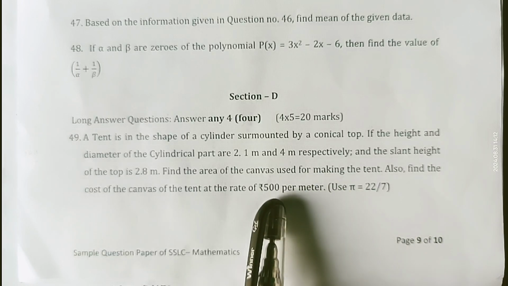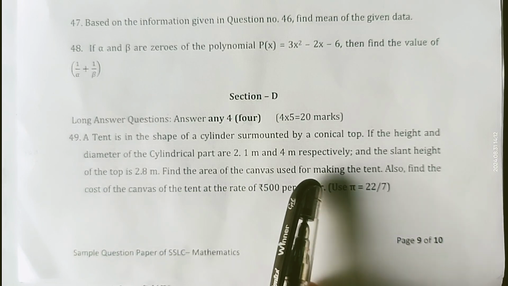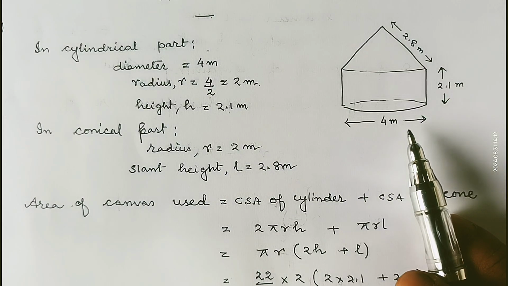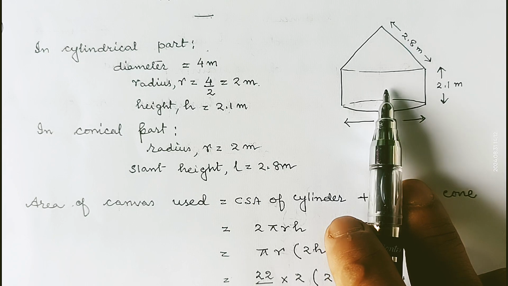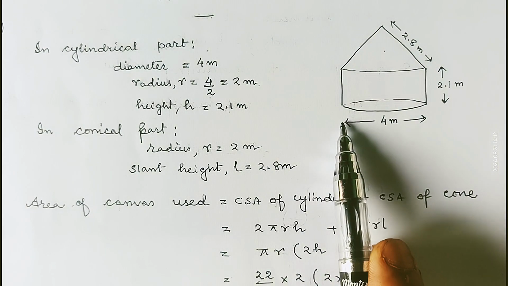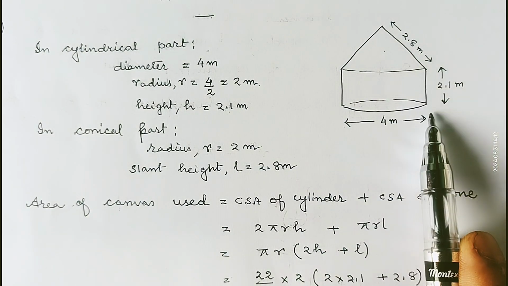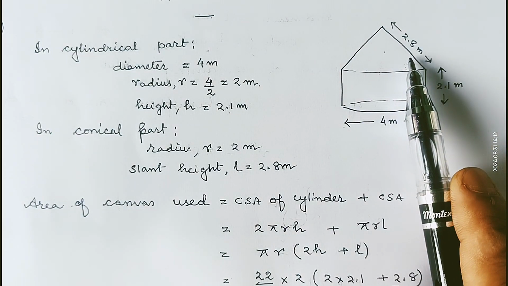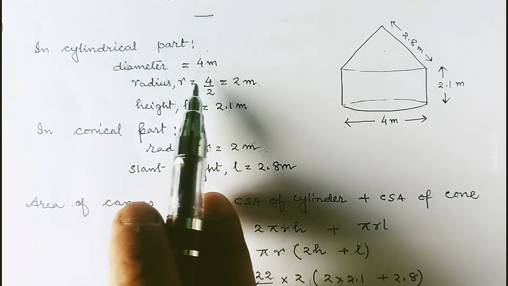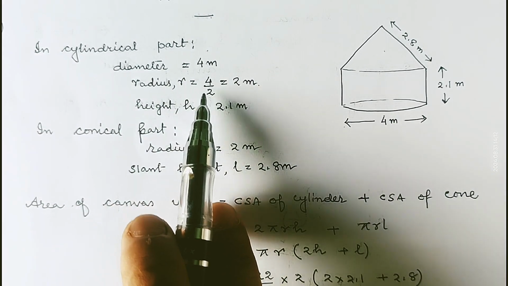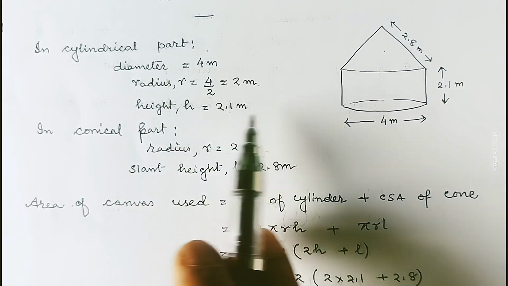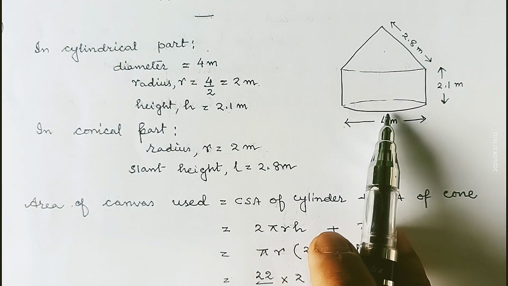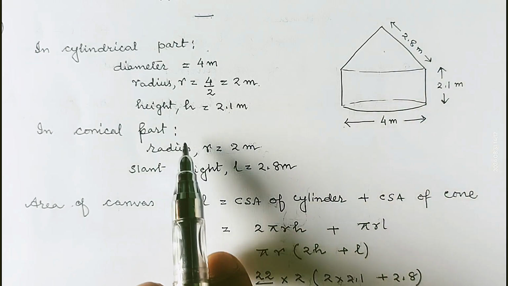So here two things we have to calculate. First is the area of the canvas used for making the tent, and second is the cost of the canvas. As given, a tent is in the form of a cylinder surmounted by a conical top. Here it is given the diameter is 4 meter, the height of the cylindrical part is 2.1 meter, and the slant height of the conical part is 2.8 meter. Now in the cylindrical part the diameter is 4, so the radius will be half of it, 4 by 2, 2 meter, and the height is 2.1 meter. Now in the case of the conical part, the radius will be the same, so since the radius here is 2, here also the radius will be 2.